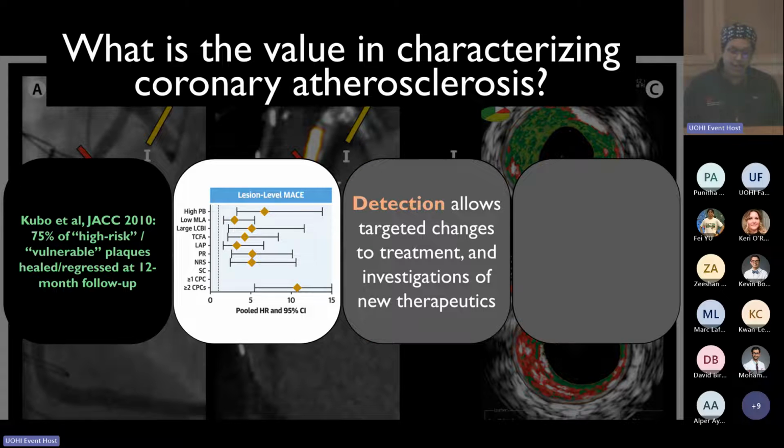Detecting these plaques may allow you to target changes to your treatment, so intensification of LDL control, things like that, and potentially allow investigation of new therapeutics. The next statin, the next PCSK9 inhibitor, the next thing that comes along that will actually allow us to target these plaques can only be done if we can actually image them accurately and follow them up accurately. Otherwise, we will need probably a much greater magnitude of patients and vessels and lesions to actually do these studies. So the studies become kind of prohibitively expensive and need to be followed up for much, much, much longer if you don't have an accurate way of classifying your plaques.